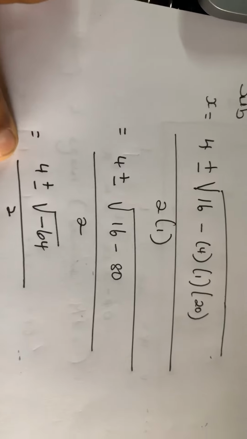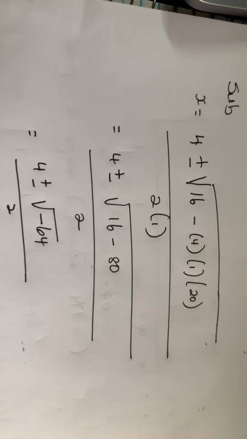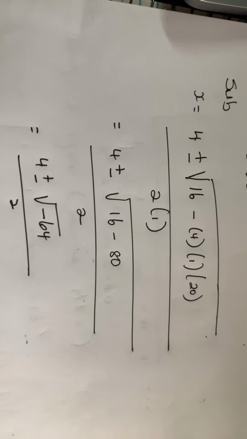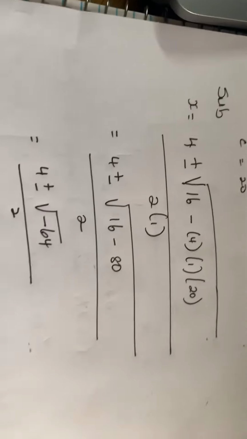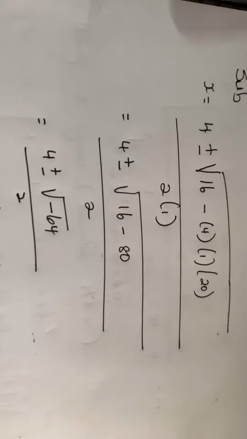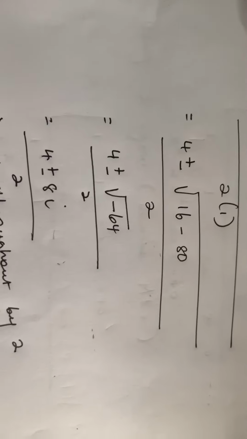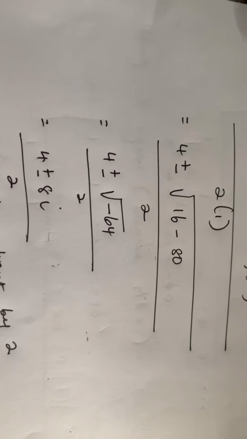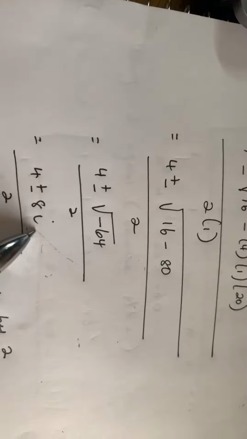So it becomes 4 plus or minus the square root of negative 64. You know you cannot square root a negative number. So that's when we say negative, we multiply it and we turn it into an i, which is equal to the square root of negative 1. And this is what it looks like. So we square root 64, which gave us 8, and the square root of negative 1 is equal to i. So this is like the square root of negative 1 by 8.